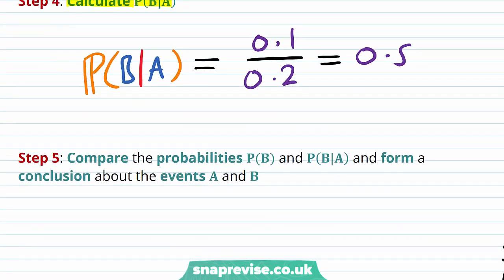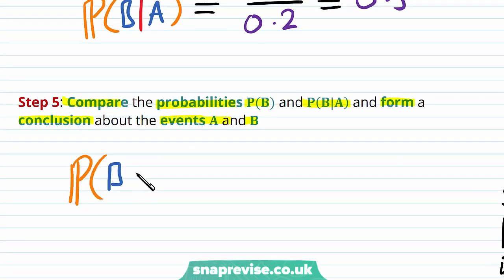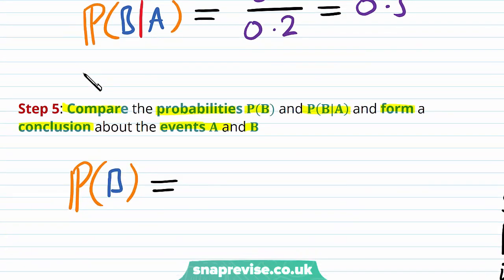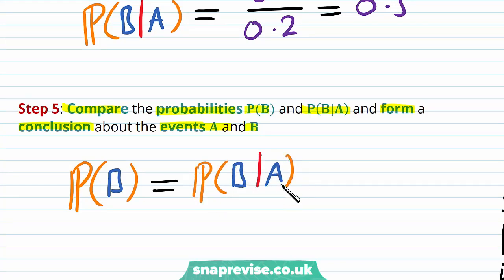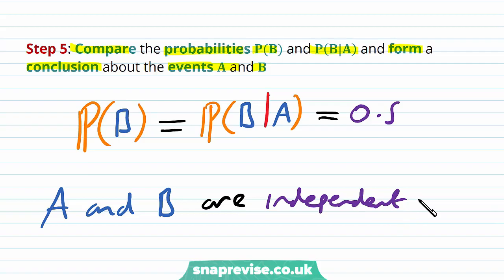Our last step is to compare the probabilities, probability of B and probability of B given A, and form a conclusion about the events A and B. We have that the probability of B is equal to 0.5, as above, but that's also equal to the probability of B given A, and again, both equal to 0.5. This means that we can deduce that because A has no effect, i.e. the probability of B is equal to the probability of B given A, that A and B, the events A and B, are independent. This is the relationship between the events A and B.